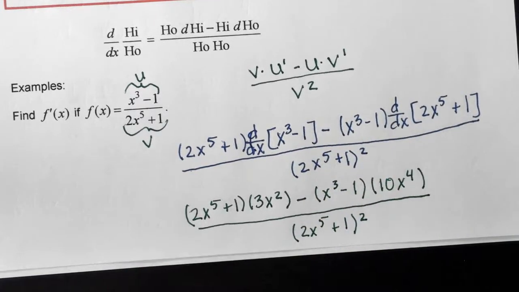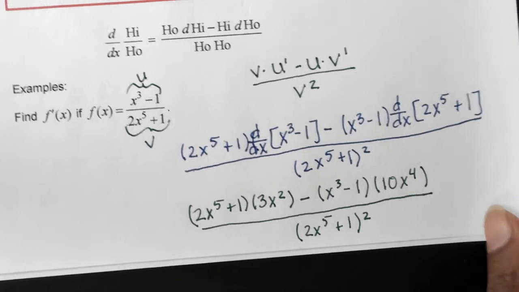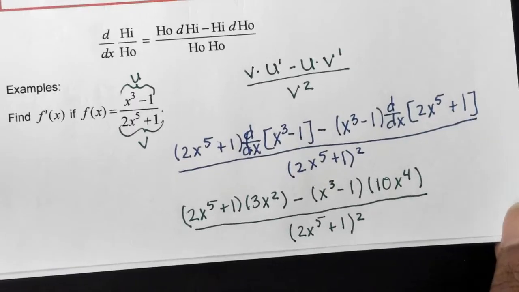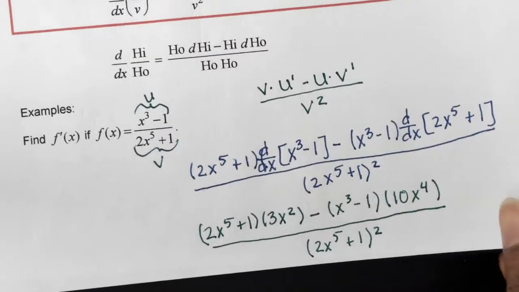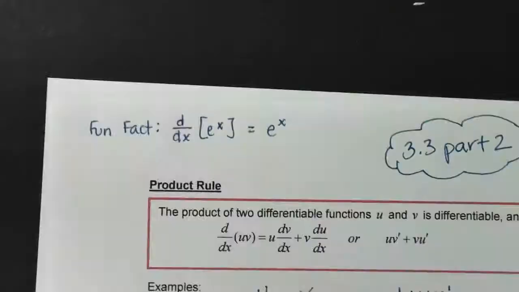So that's as far as I'm going to go with this problem, but as you can see, what's left is just multiplication and simplification of these polynomials. If you want to continue with this problem, be my guest, but I'm just going to stop here. I just wanted you to see how to apply the quotient rule to a problem. So now on to this last page.